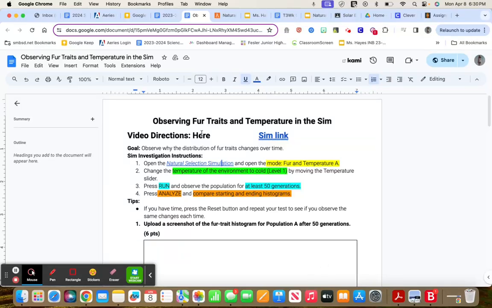All right, so here's our video direction for observing fur traits and temperature in the sim. Our goal is to observe why distribution of fur traits can change over time. So click the sim link here or here, and then we're going to go to mode fur and temperature A.